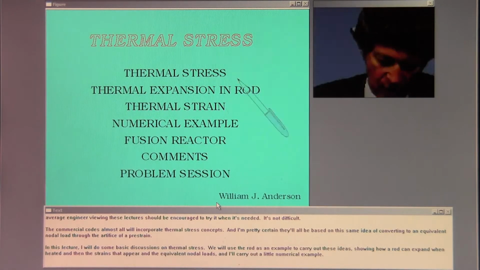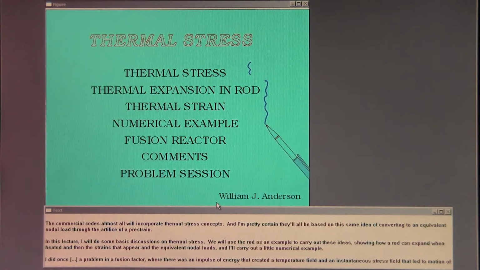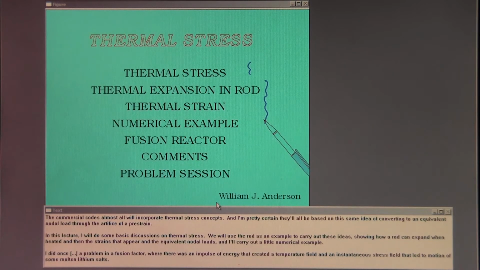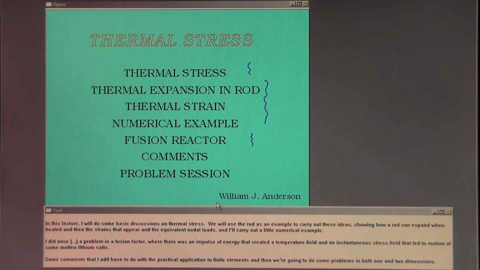In this lecture, I will do some basic discussions on thermal stress. We will use the rod as an example to carry out these ideas, showing how a rod can expand when heated, and then the strains that appear and the equivalent nodal loads, and I'll carry out a little numerical example. I did once a problem in a fusion reactor where there was an impulse of energy that created a temperature field and an instantaneous stress field that led to motion of some molten lithium salts.